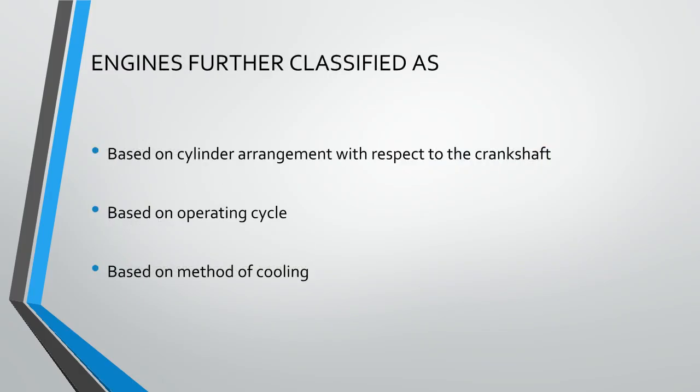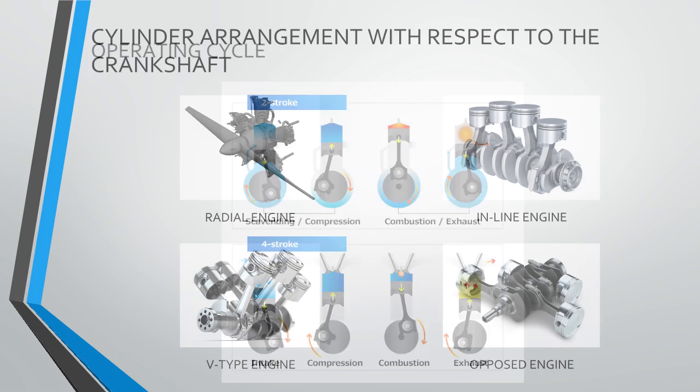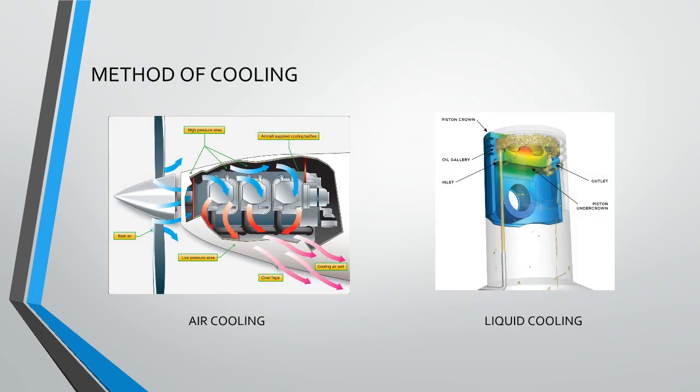Engines are further classified based on cylinder arrangement with respect to the crankshaft, based on operating cycle, and based on method of cooling. Cylinder arrangement with respect to the crankshaft: inline engine, radial engine, opposed engine, V-type engine. Method of cooling: air cooling, liquid cooling.